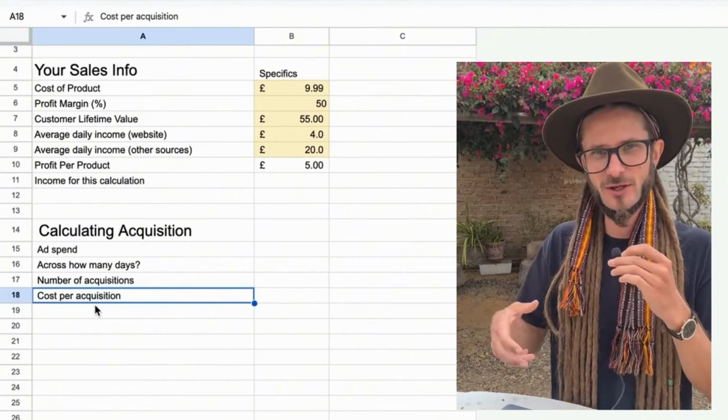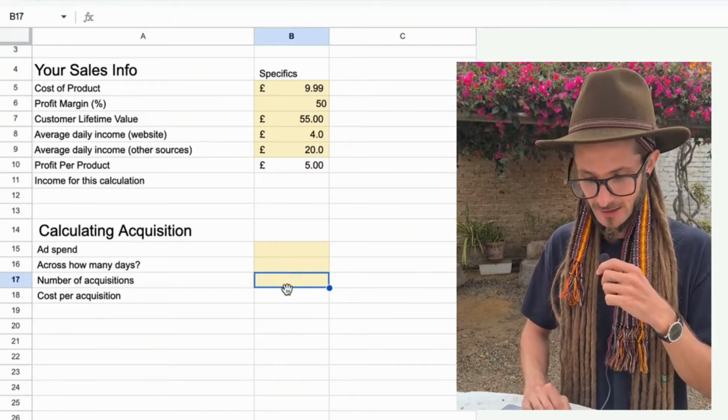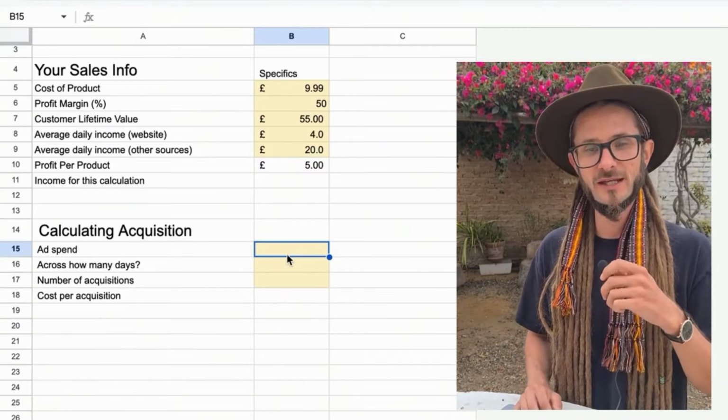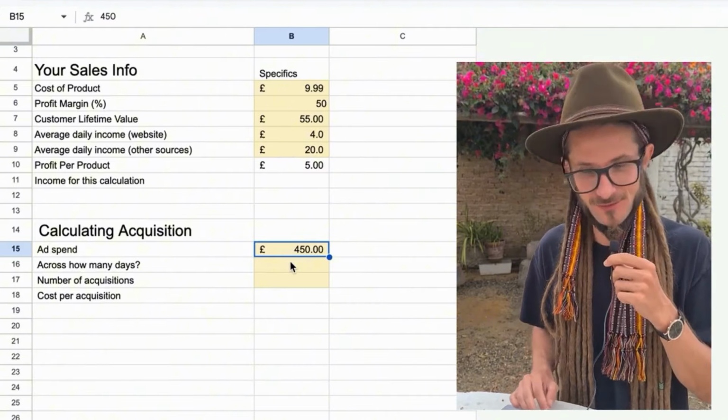I'm going to go through those and add some of those figures in now. Again, I've highlighted the ones that you need to fill in. The last one is going to be self-calculating. For this example, it's £450 on our ads, or we want to spend £450 on our ads. That's our budget.